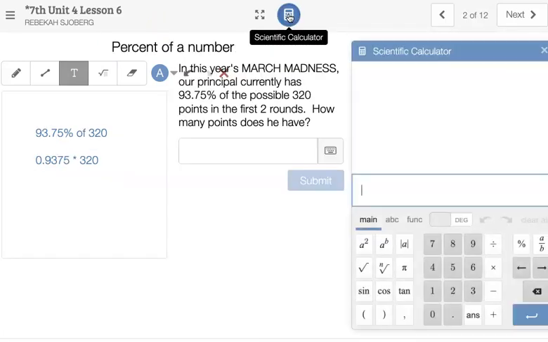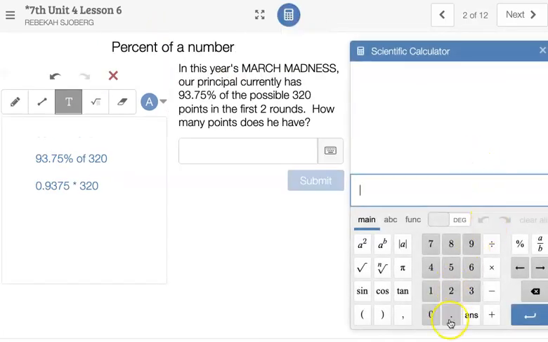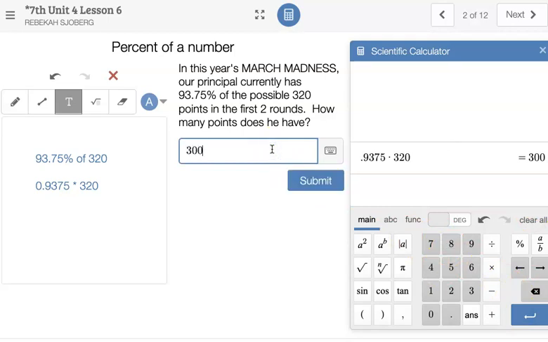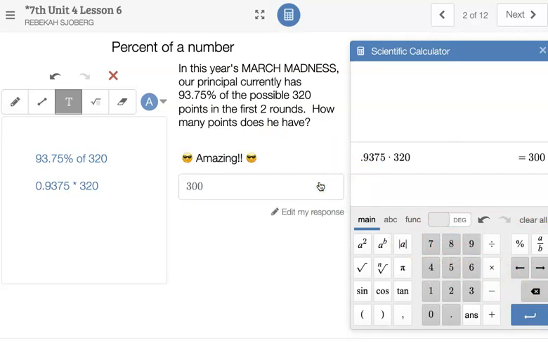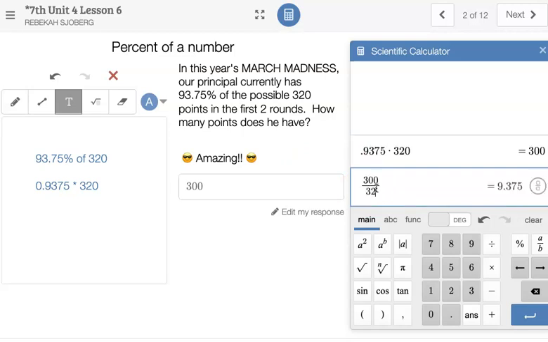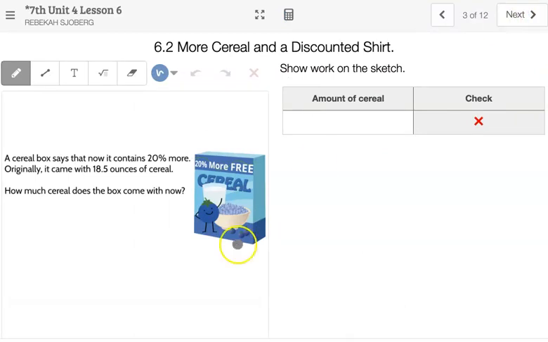You can certainly pull out the calculator and do 0.9375 times 320. And we should get that our principal has 300 points. So if I put this in, that's correct. And I can kind of check that if I do 300 divided by 320, that should give me that decimal. 300 out of 320 is 0.9375 or 93.75%. Okay, let's go on to the next slide.